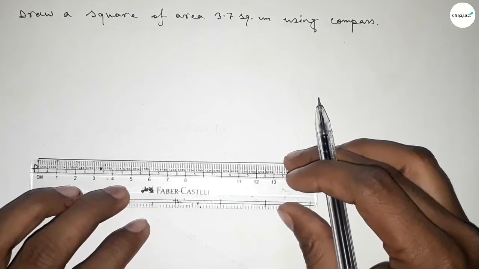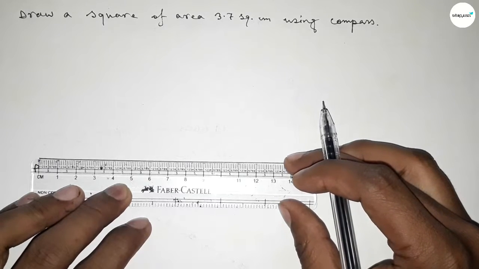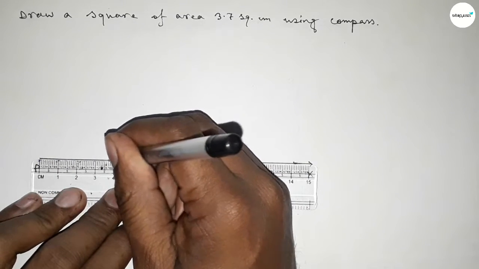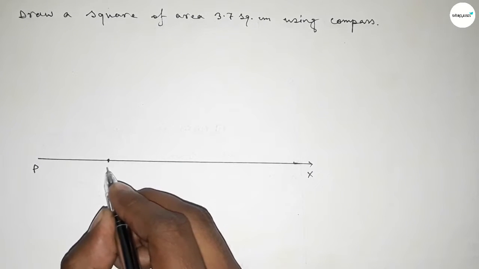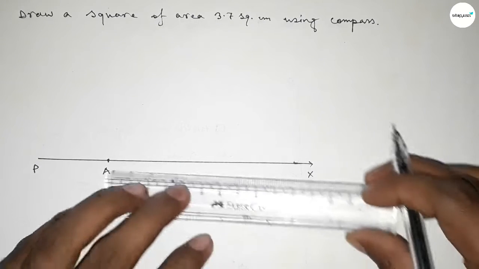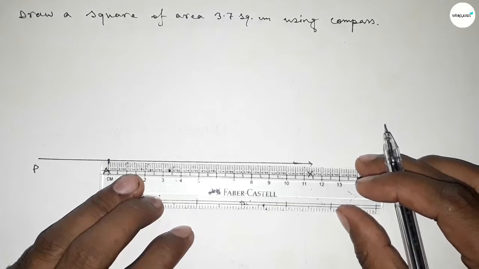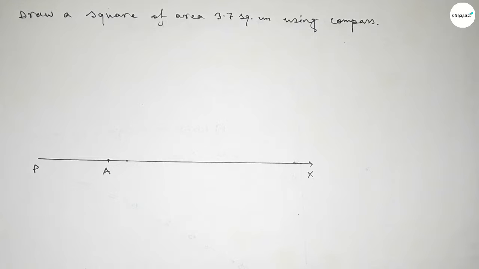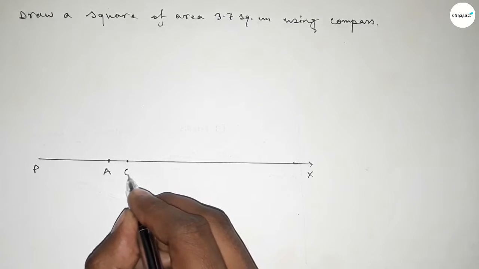Next, taking the length 3.7 centimeter on the line PX. So this is 3.7 centimeter. So taking here point A. Next, taking 1 centimeter line from the point A. So this is 1 centimeter and taking here point Q.